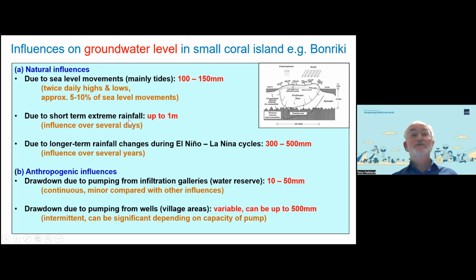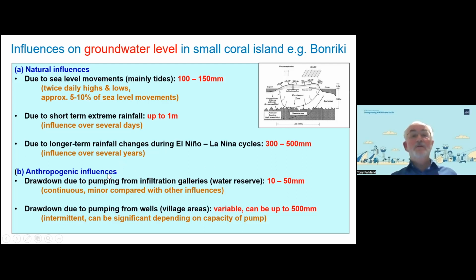Due to short-term extreme rainfall, which could be up to about 150 to 200 millimeters per day, the groundwater level could move up to 1 meter, and this influence could occur over several days before it resumes its equilibrium level before the rainfall started. And due to the longer-term rainfall changes from El Nino, La Nina cycles, that movement of the groundwater level could be in the order of 300 to 500 millimeters, and that influences over several years.